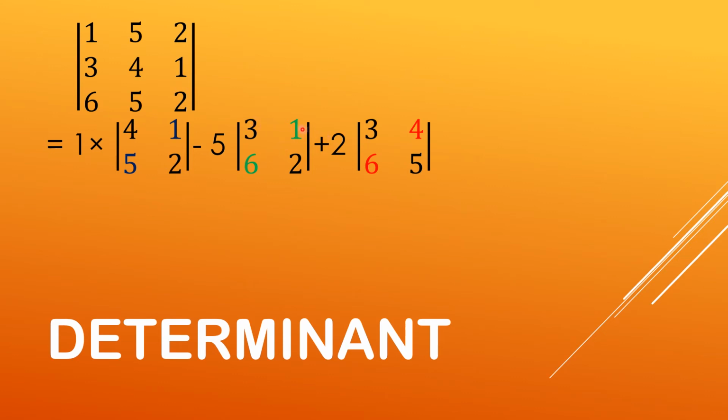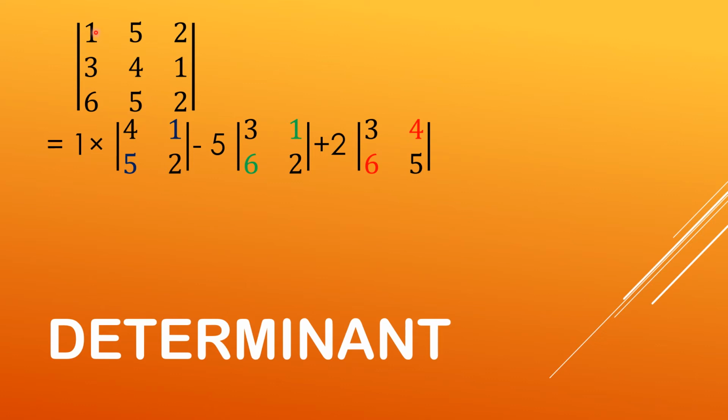Then plus. I said it is alternately plus and minus. First we write 1 as plus, then 5 as minus. Then we take a positive sign. Plus 2 into the determinant obtained by removing the row and column containing 2. That is determinant 3465.